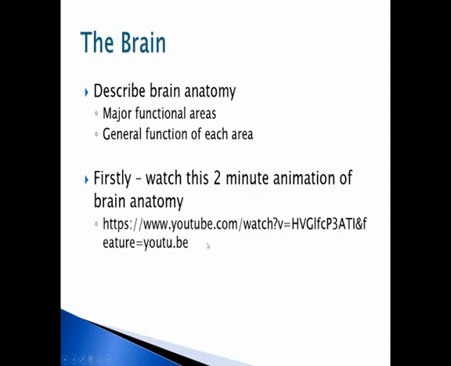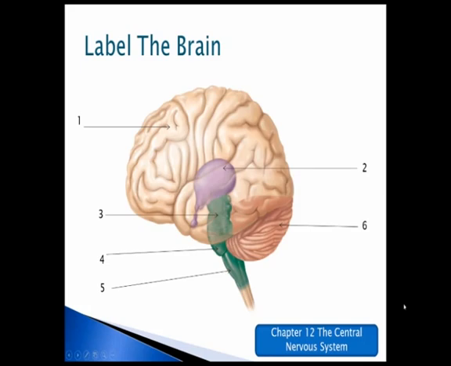Type this into your browser and it will take you through the basic location of major functional areas of the human brain. So now that you've seen that animation, these regions of the brain should be familiar to you. Take the time to pause the video and, with the help of your textbook to help with spelling, jot down the labelling names for these regions 1 through to 6.